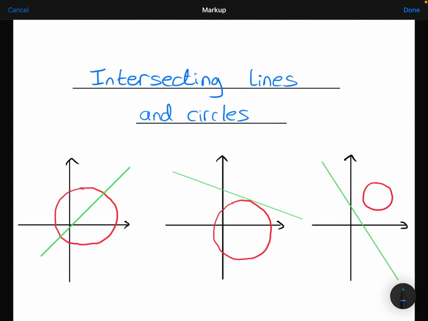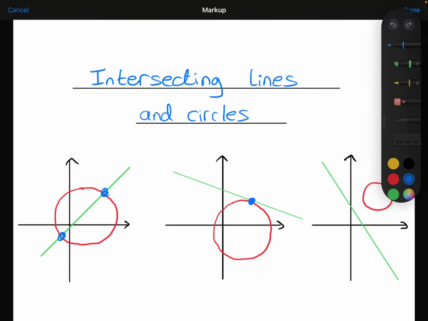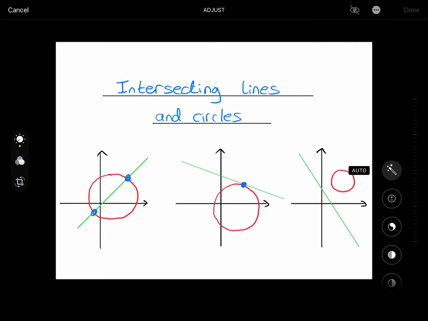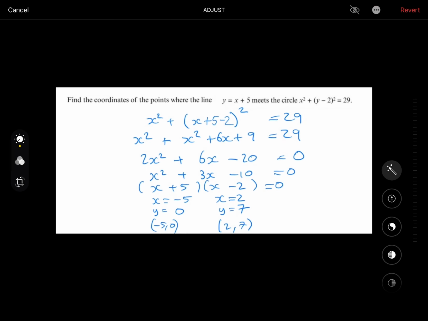This video is about intersecting lines and circles, whether they intersect in two places, whether they intersect at just one point, so we have a tangent, or whether they don't intersect at all. So we're going to do three examples, one of each. First one is this one.